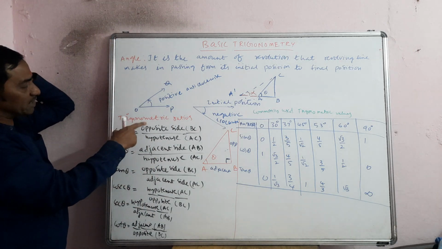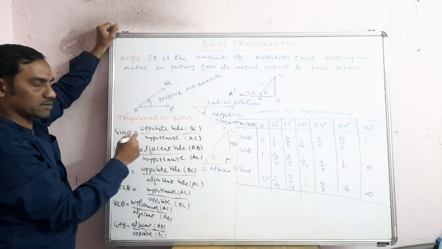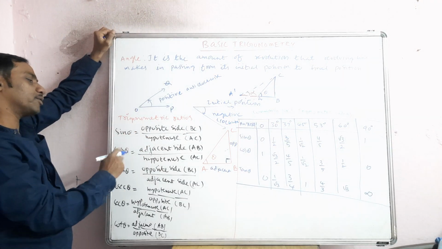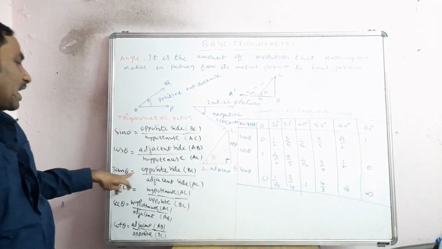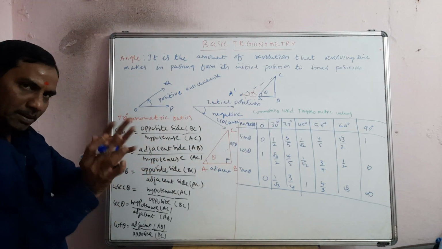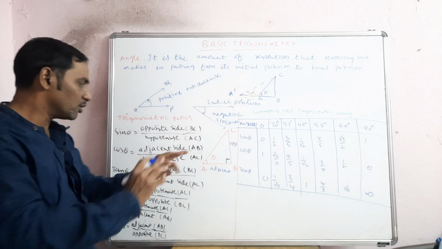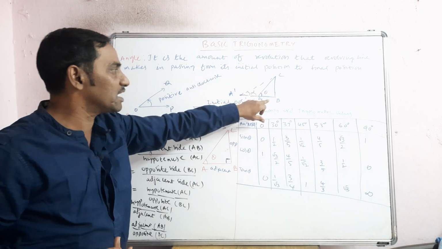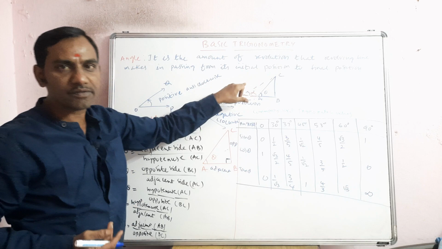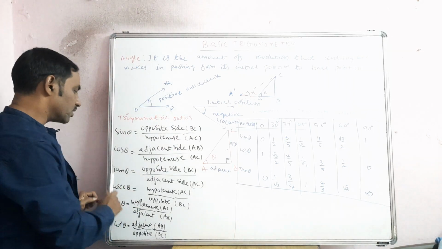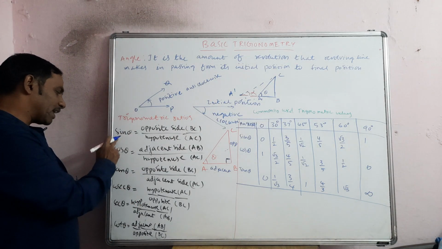Now, the trigonometric ratios, I am giving some formulas. Sin theta is opposite by hypotenuse. Cos theta is adjacent by hypotenuse. Tan theta is opposite by adjacent. Based on the change in the angle, as I said, one side and the other will change. Here the adjacent side and hypotenuse of the triangle are increasing, right? In that way.